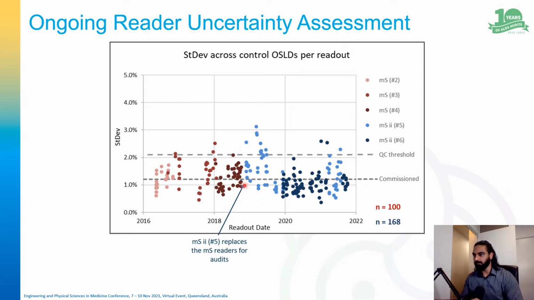You can see here, in late 2018, we replaced the MicroStar 1s with the MicroStar 2s, and we never looked back. But then shortly after commissioning these MicroStar 2s, a couple months later, you can see this shoot upwards in the standard deviations, and we were left scratching our heads wondering what was going on. Well, it turned out that this was due to physical wear on the drawer, physically grinding the drawer down because of the high workloads that we put the readers through.